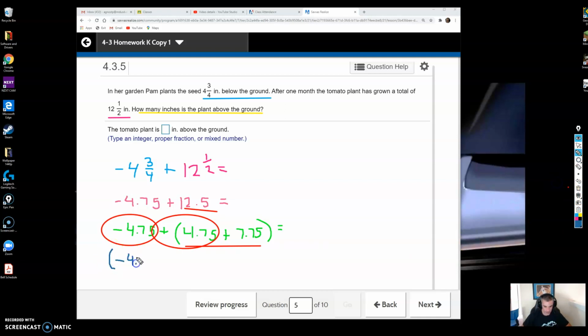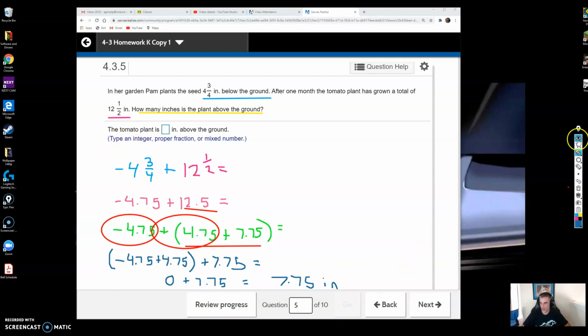Negative 4.75 plus 4.75 on the left, all right, plus my 7.75. These are going to add to 0. So I get 0 plus 7.75. Any number plus 0 is just equal to itself. So our final answer is going to be 7.75 inches above the ground.